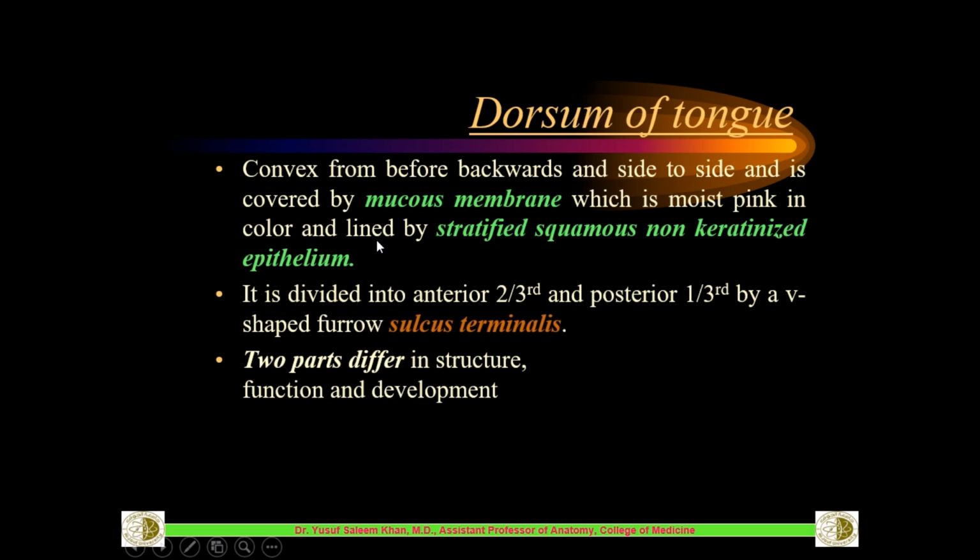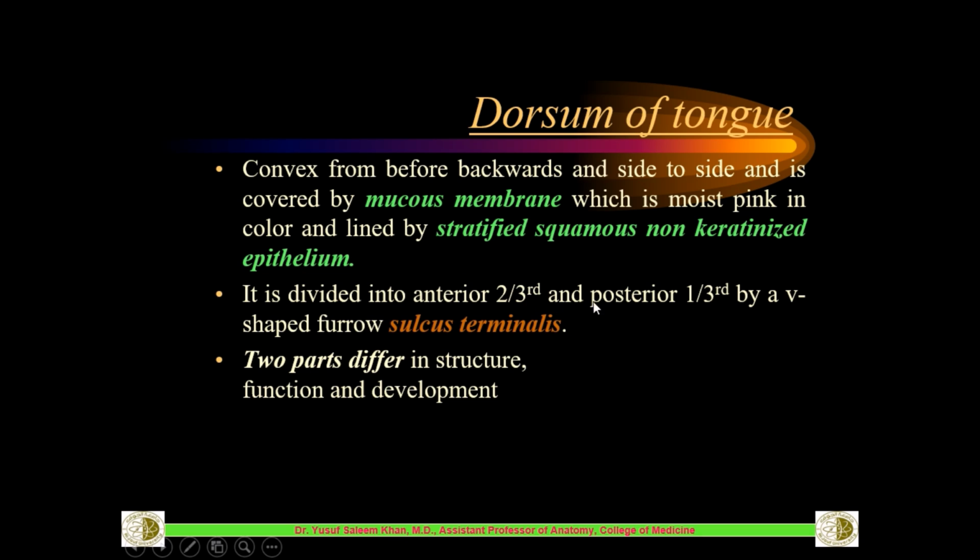So the whole of the oral cavity as well as the tongue is covered by stratified squamous epithelium. Stratified squamous epithelium, non-keratinized, it is not keratinized. Okay, so this is the type of epithelium which is lining the tongue as well as the oral cavity.